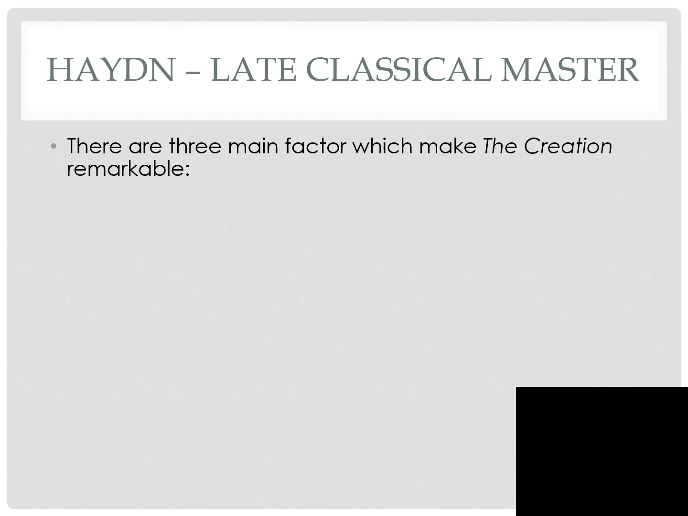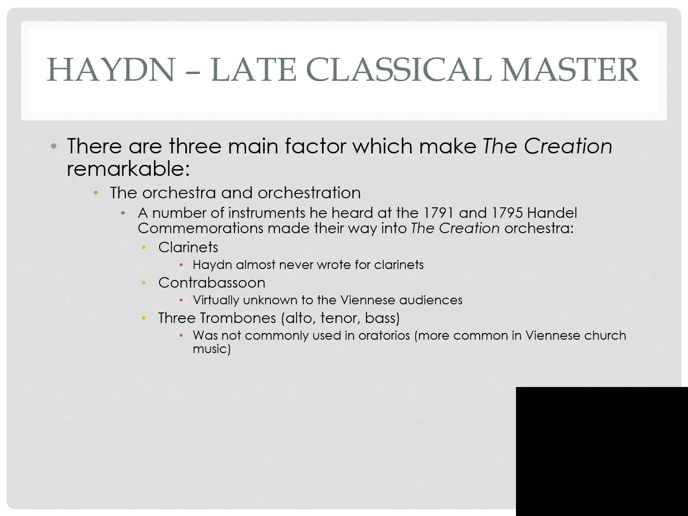There are three main factors which make Haydn's Creation remarkable. One is the orchestra and the orchestration. A number of the instruments he heard at the 1791 and 1795 Handel commemorations made their way into the Creation orchestra. Clarinets: Haydn almost never wrote for the clarinet. The contrabassoon, virtually unknown in the Viennese audiences. This is an instrument that's like an octave lower than a regular bassoon, super big. And then this combination of three trombones. If we think of the Mozart Requiem, it was very common to have three trombones. And so when he wrote this, Haydn decided he needed to have this also within his music.